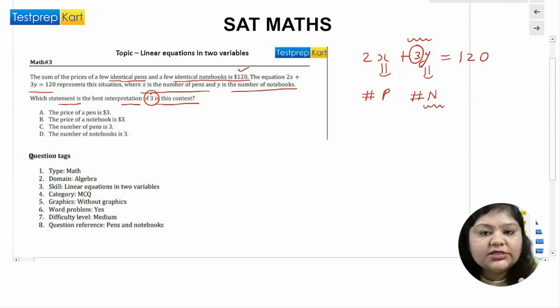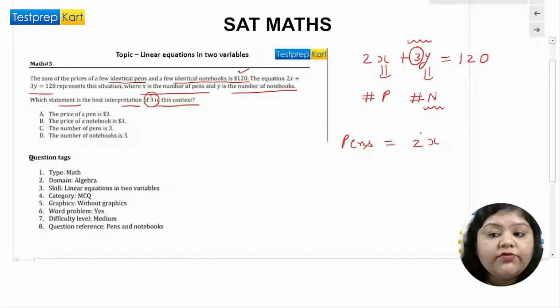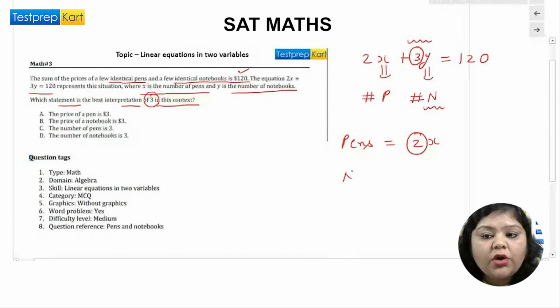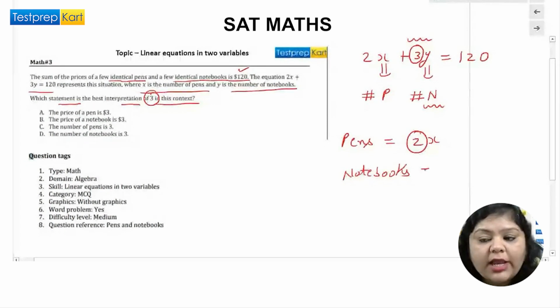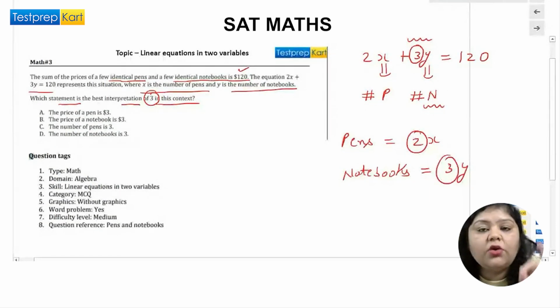Are you getting this? If I have x number of pens, the total cost of pens would be of course 2x. Why? Because 2 is the cost of each pen. That's what 2 represents here. Similarly, if I talk about the notebooks, and if I have a total of y notebooks, and I'm doing 3y, obviously this 3 represents the cost of one notebook, and that is why we have 3y as the total cost of having y notebooks.